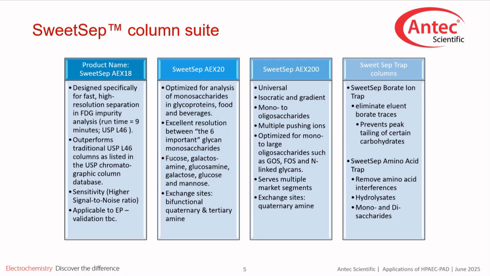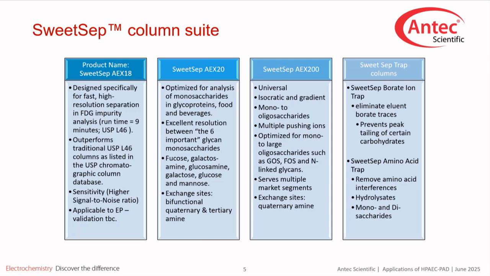The exchange sites of the AEX200 are quaternary amines, and the unique polymeric design ensures stability across pH and solvent compatibility. Then we have the SweetSep AEX18, an anion exchanger specifically designed to meet the demanding requirements of FDG analysis, FDG, fludeoxyglucose, as outlined in the USP procedure. Despite the shorter runtime compared to traditional columns, the AEX18 presents a higher resolution for FDG from its byproducts.